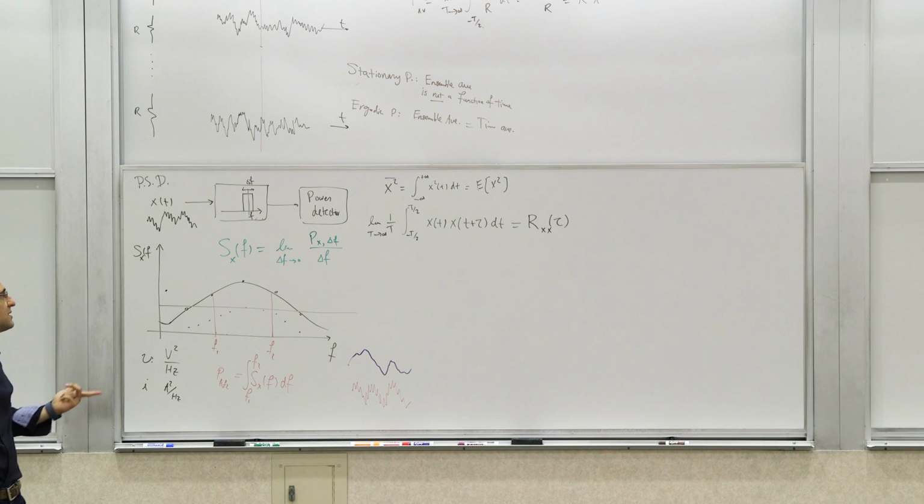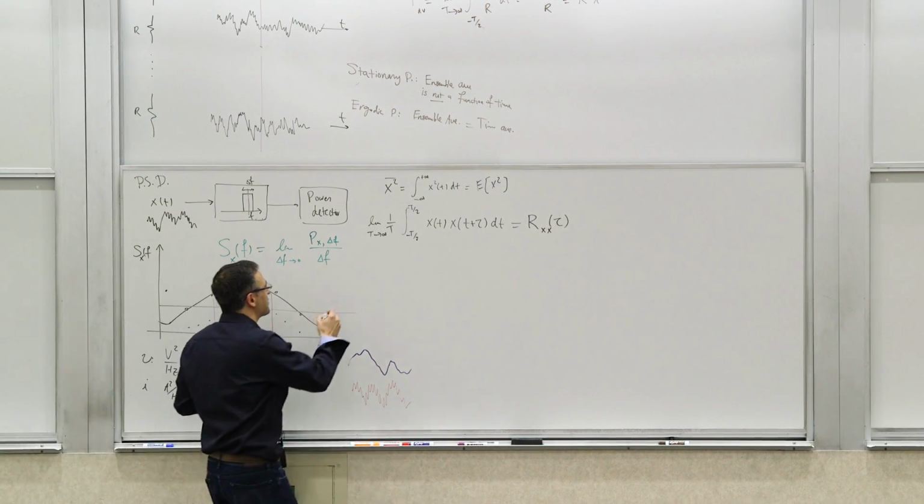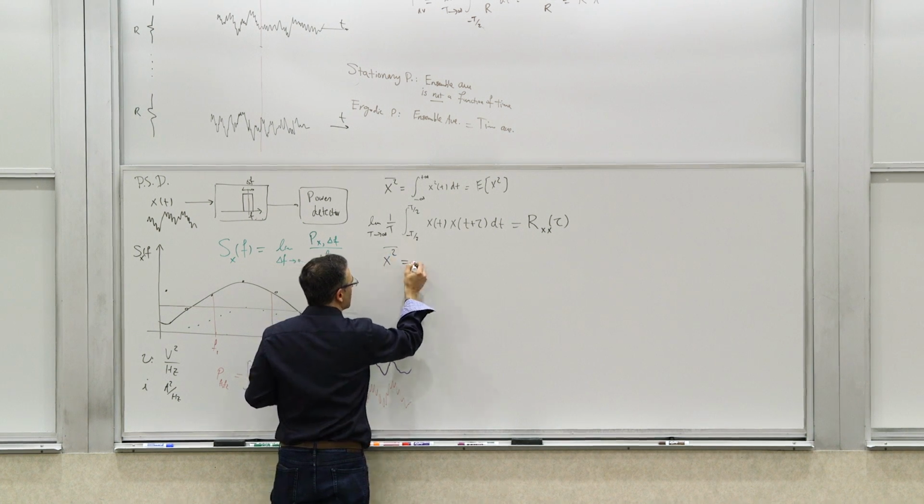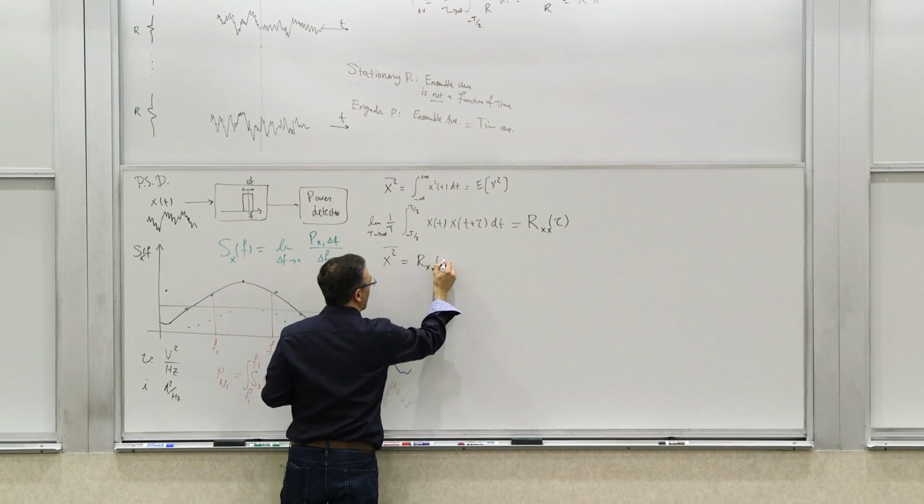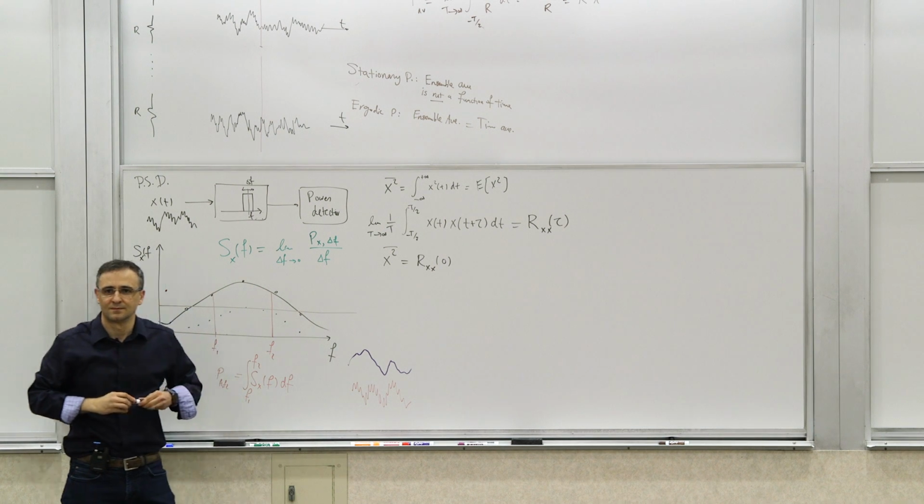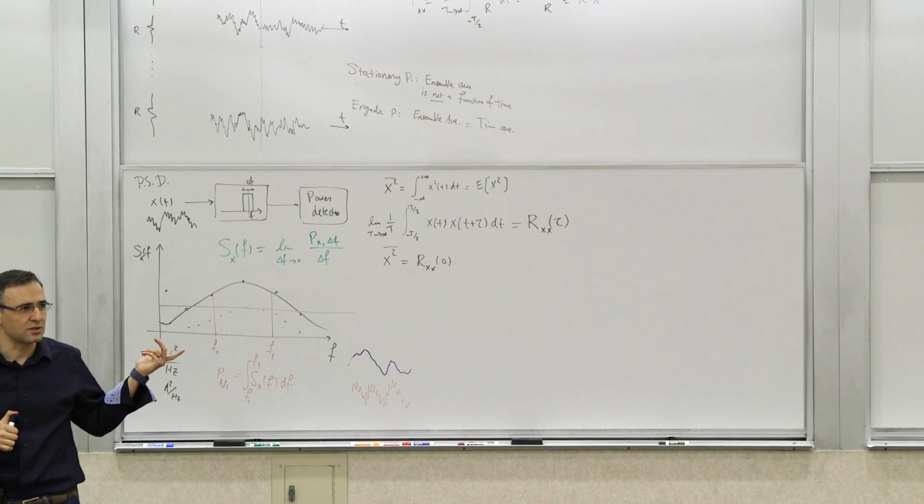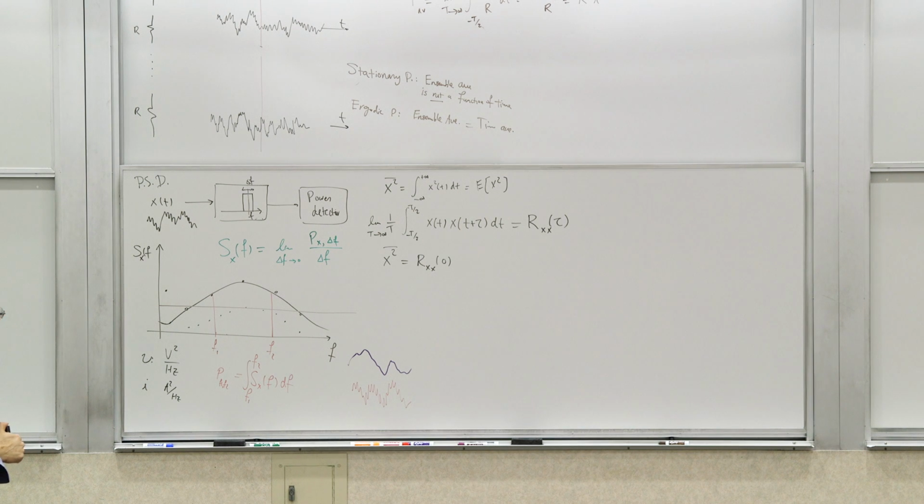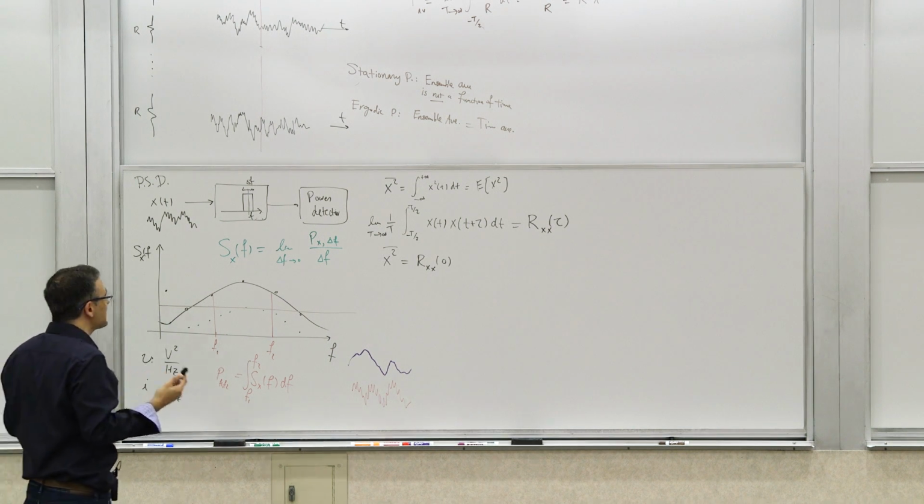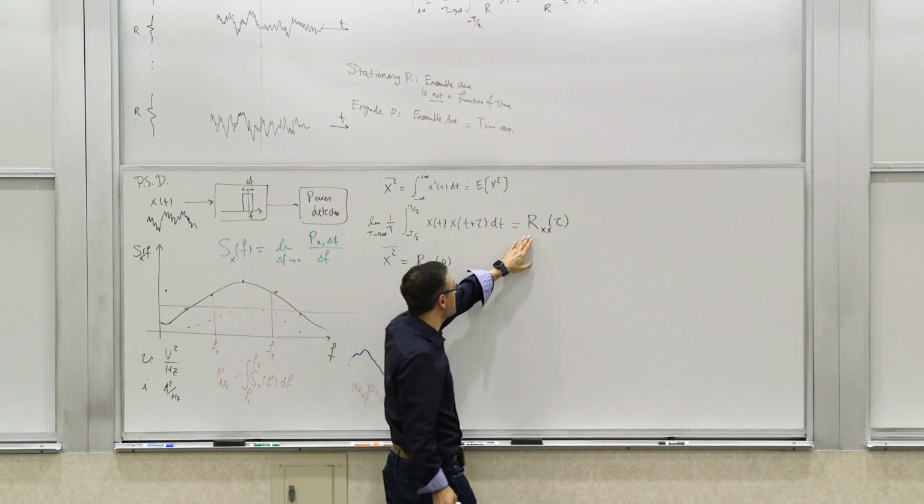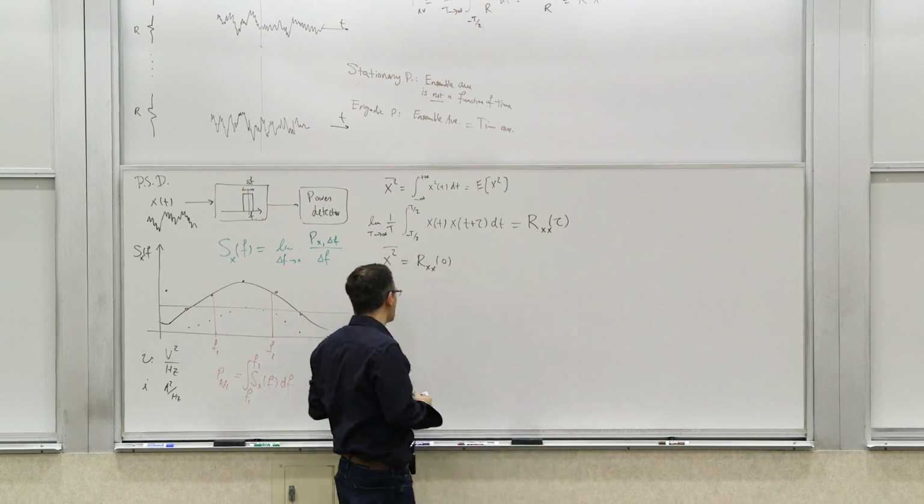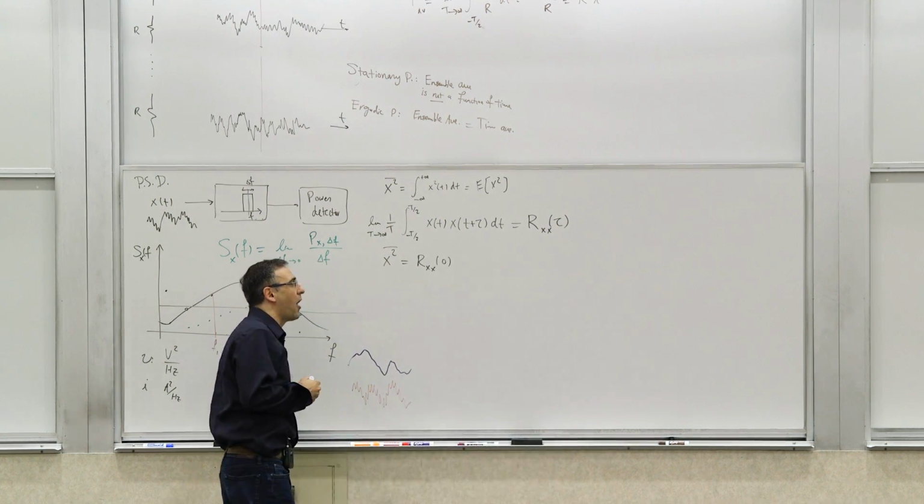Now, if you set tau to 0, what does it give you? It gives you the average power. X squared is going to be Rxx of 0, as you can see. You set tau to 0, that reduces to that other integral. But this is a function, not a constant like before. So this gives you a sense of how things look.